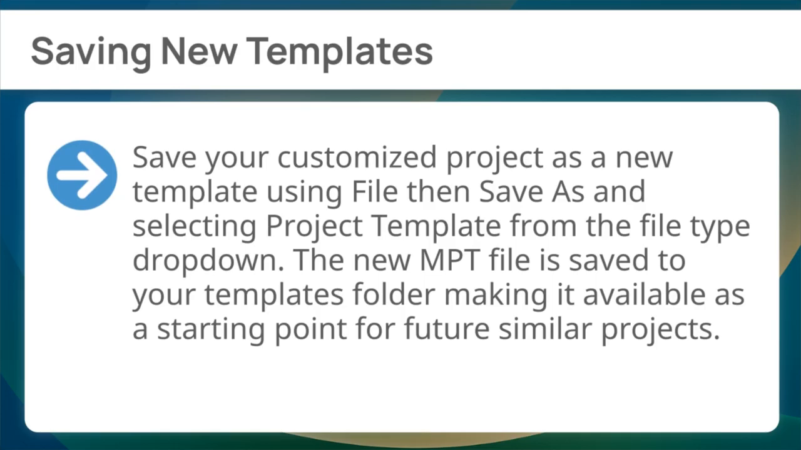Save your customized project as a new template using File, then Save As, and selecting Project Template from the File Type dropdown. The new MPT file is saved to your Templates folder, making it available as a starting point for future similar projects.